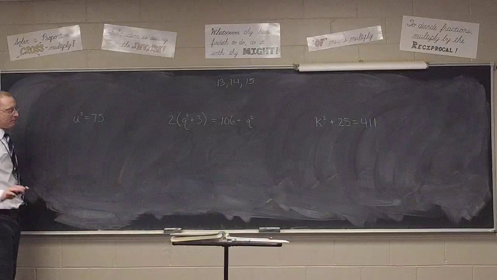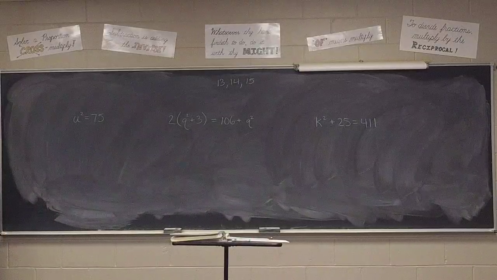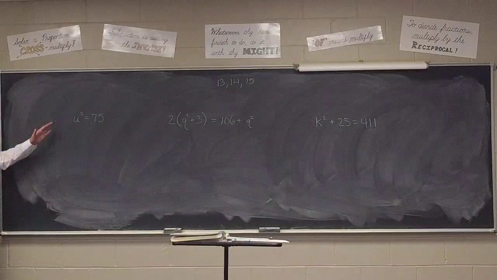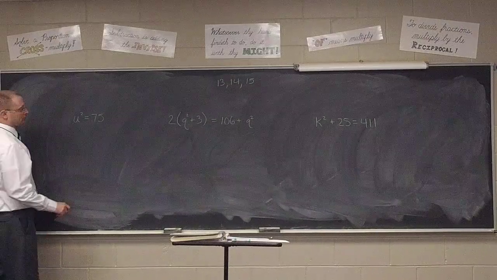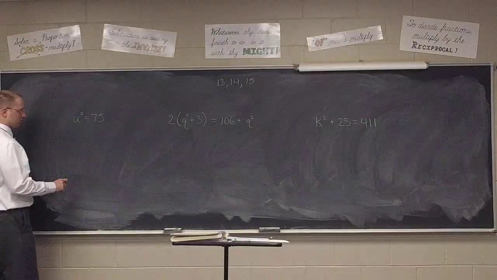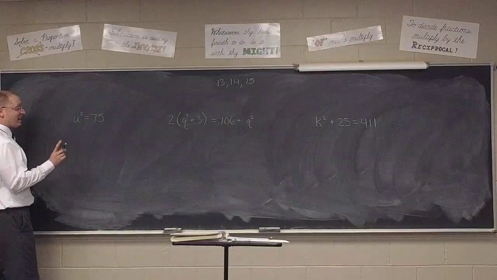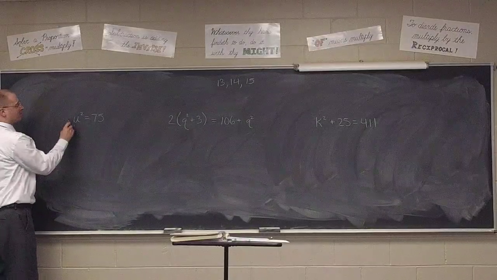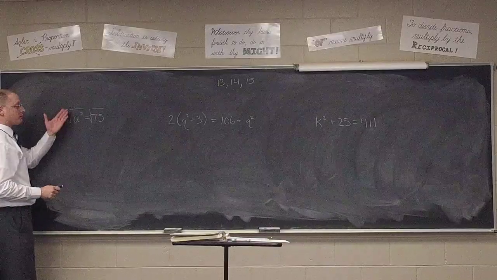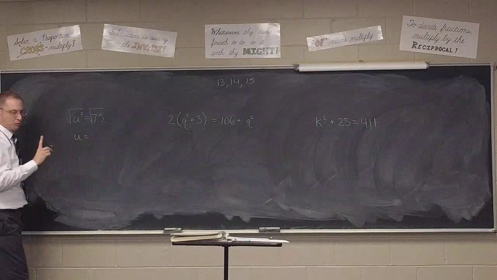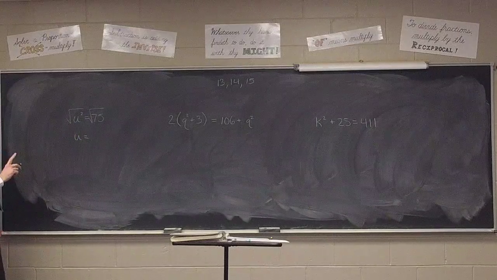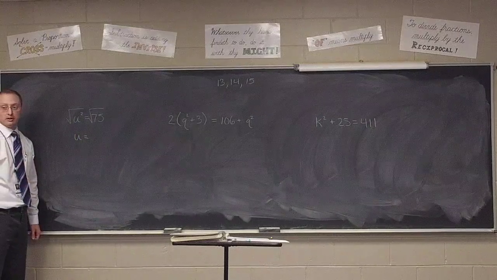All right, for sake of time, pencils down, even if you're not finished, and let's take a look at this. Now, number 13, really straightforward, Josh. What do we have to do? Take the square root of both sides. The square root of u squared is u. But we can't take the square root of 75. We need to, but we can't, which means we have to factor it.